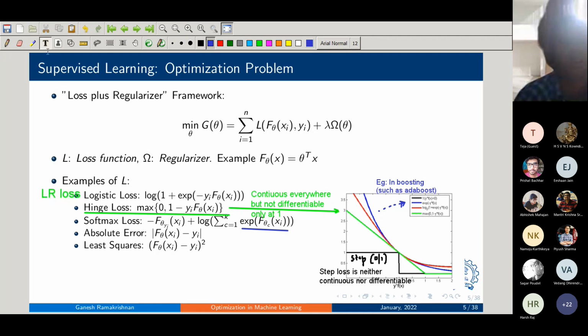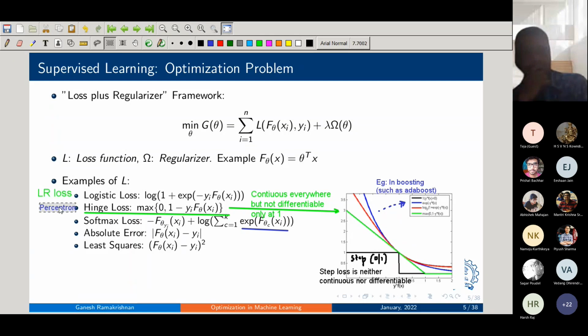Can you think of any other model you have studied so far for classification? Gaussian discriminant analysis. What would it try and maximize? It's possible that the loss we're talking about is not even listed here. Anyone? What does Gaussian discriminant analysis optimize?